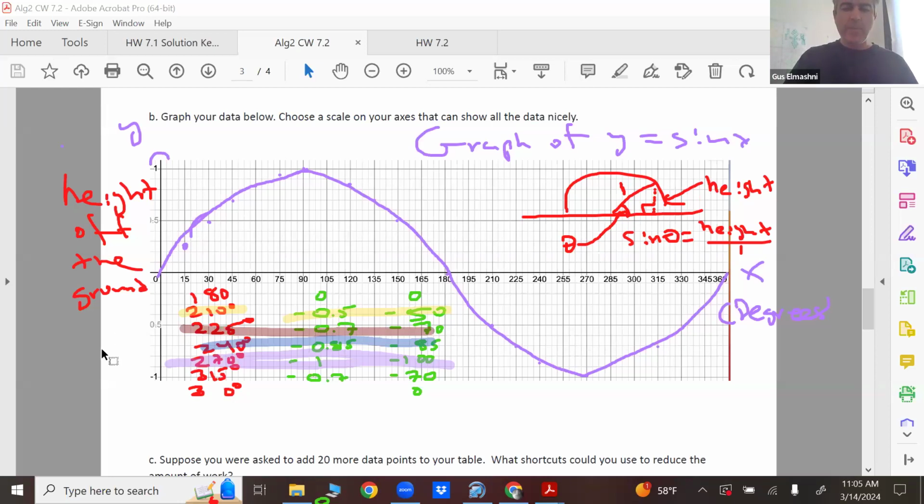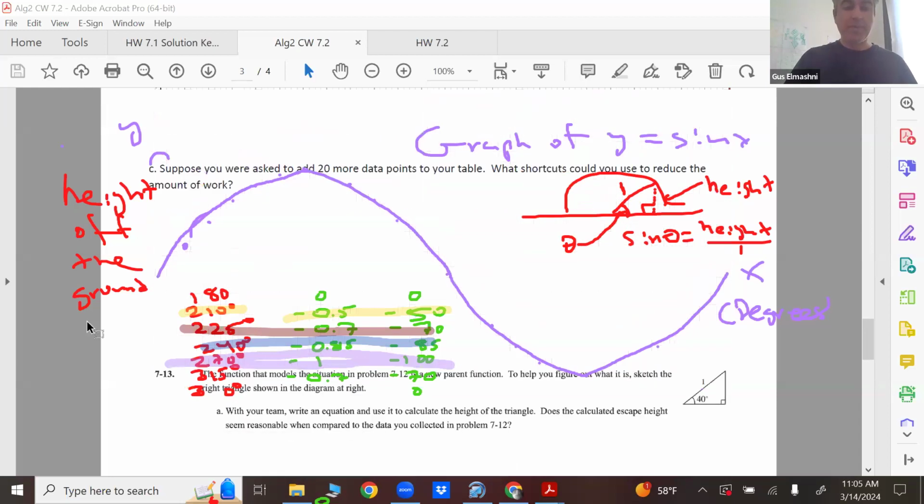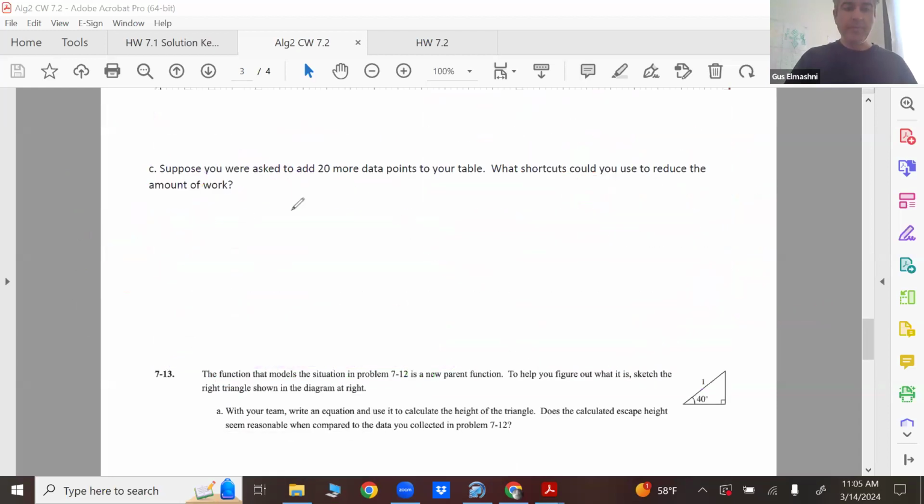Now, suppose you add 20 more data points to your table. What shortcuts could you use to reduce the amount of work? Symmetry. Totally symmetry. 100%. What does that mean?